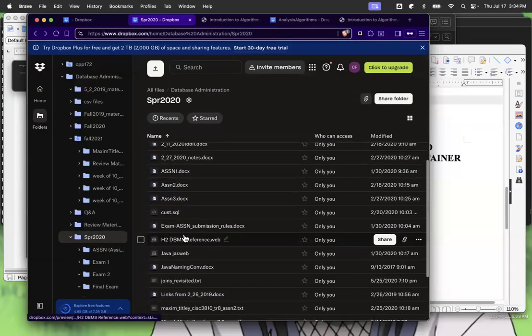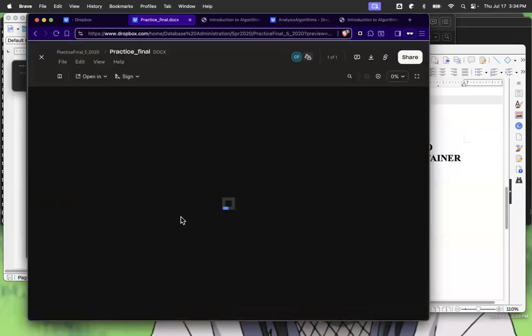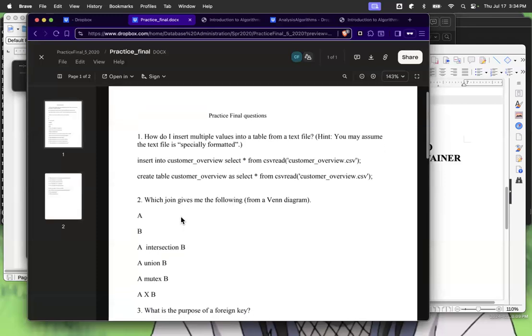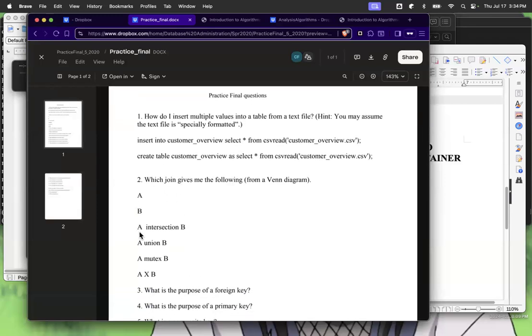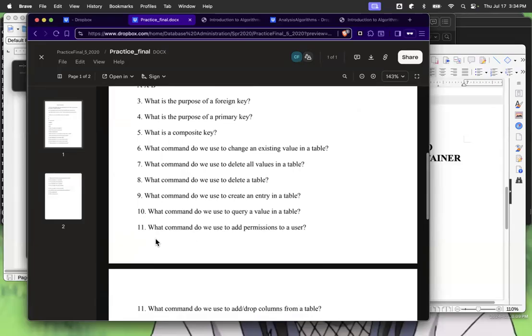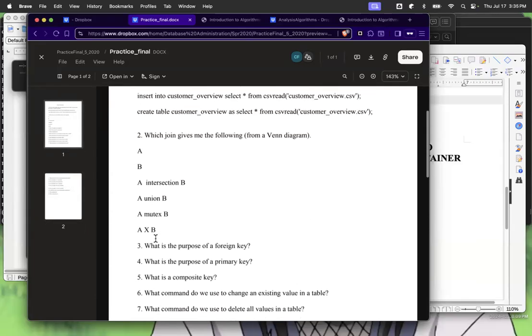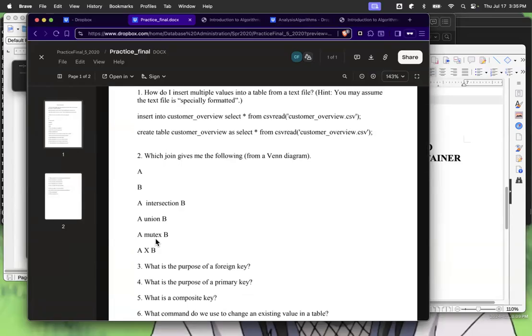So yeah, the practice final, as you saw, I showed you the thing with the A cross B and the A minus B. And so here it is again, A, B, and A cross B, those are there. No, that's not A minus B. That would be mutex. But as you can see, they're largely there.